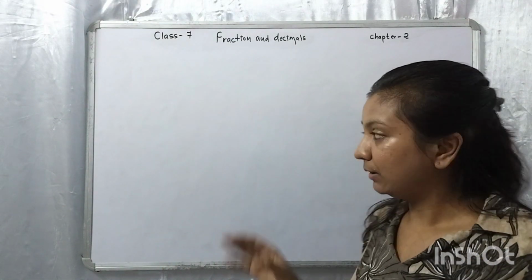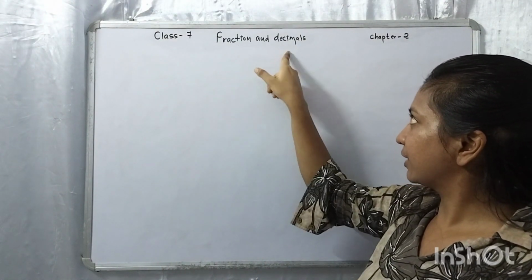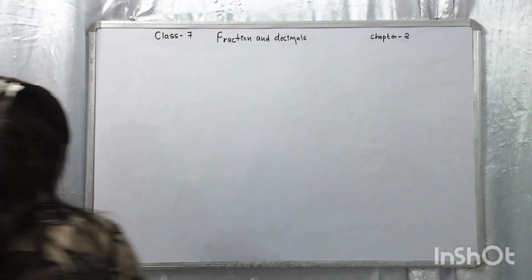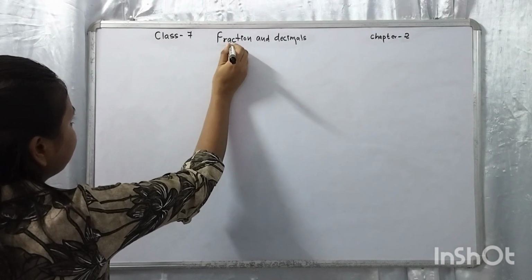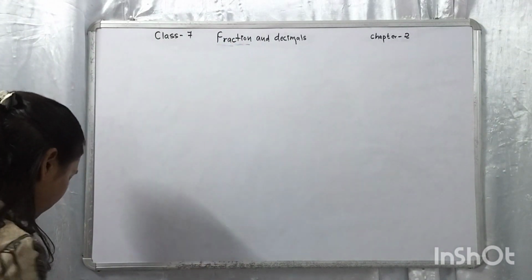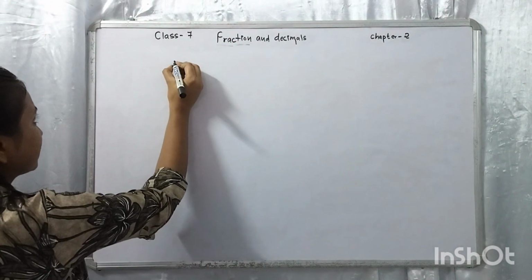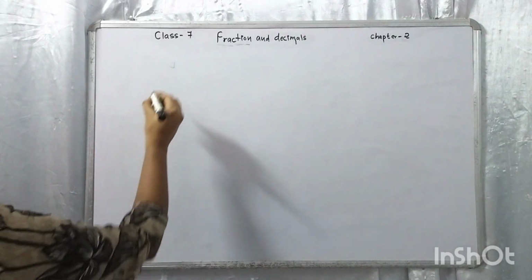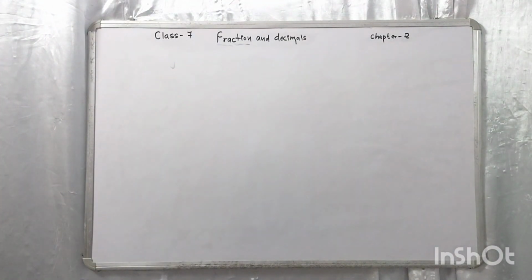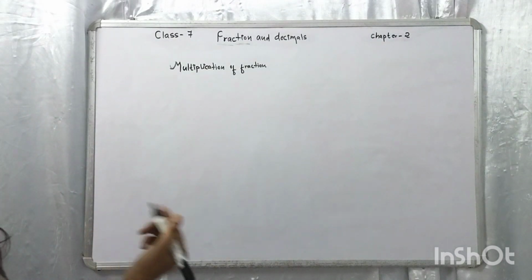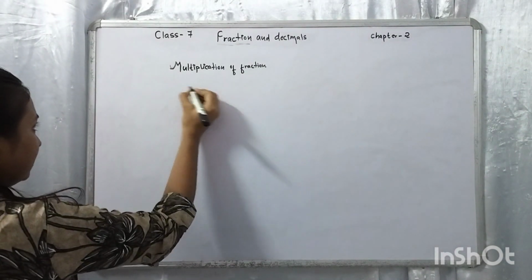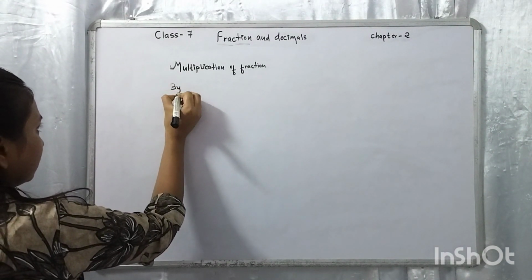So before any delay, let's start our second chapter, that is fraction and decimal. Firstly, we will study regarding fraction. So here we will study how to multiply fraction, that is multiplication of fraction. So here we will see how we can multiply by whole number.